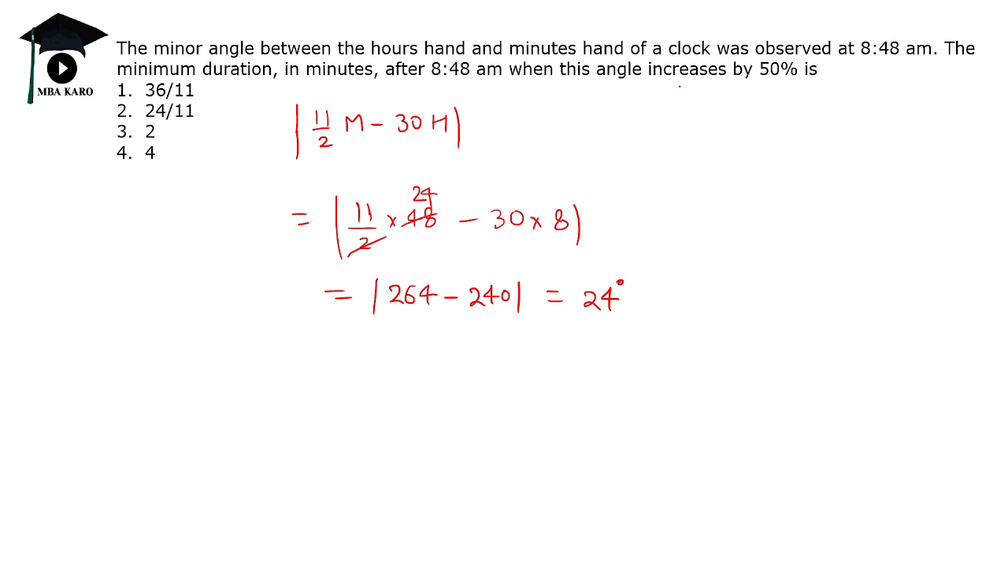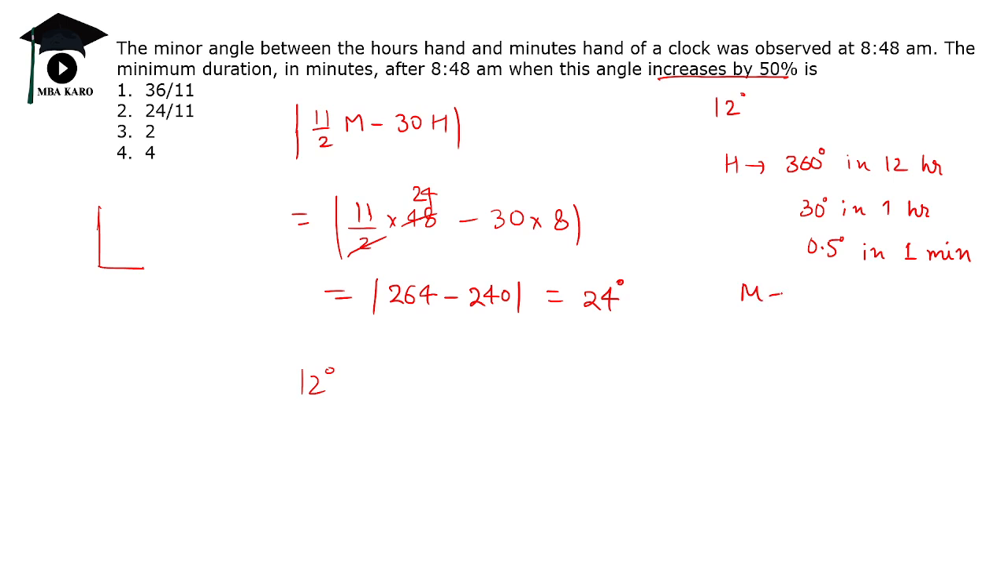Now it has to increase by 50%. 50% means a 12-degree increase. Now understand this. The hour hand covers 360 degrees in 12 hours. Let's say it is 3 p.m., then this hand will come back to 3 in 12 hours, at 3 a.m. So 30 degrees in 1 hour and 0.5 degrees in 1 minute.